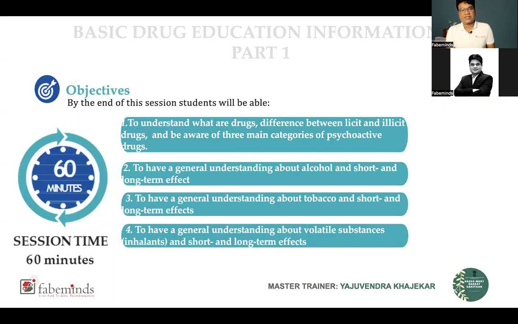What are the objectives here? By the end of this session, students will be able to understand what drugs are, the difference between licit drugs and illicit drugs, and be aware of 3 main categories of psychoactive drugs. The second objective is to have a general understanding about alcohol and its short-term and long-term effects. Third is to have a general understanding about tobacco and its short-term and long-term effects. And the fourth objective is to have a general understanding about volatile substances, that is inhalants, and the short-term and long-term effects of those.